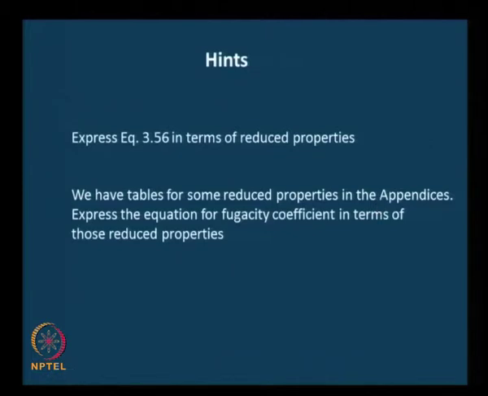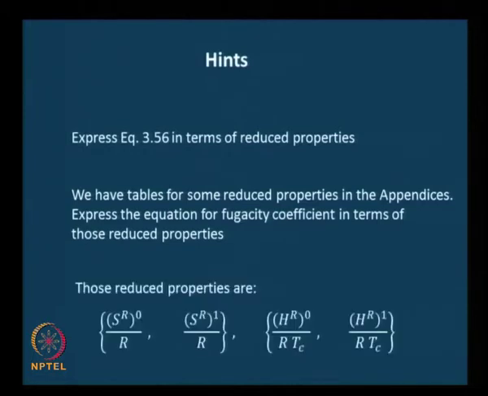Let me probably give you a third hint now, it might help you. Those reduced properties are SR 0 by R, SR 1 by R, HR 0 by RTC, HR 1 by RTC. We have already seen that these are available in the tables of your appendix. So take about 15 minutes and link this up, the expression for the fugacity coefficient in terms of these reduced properties. Take 15 minutes to do it. Go ahead, please.